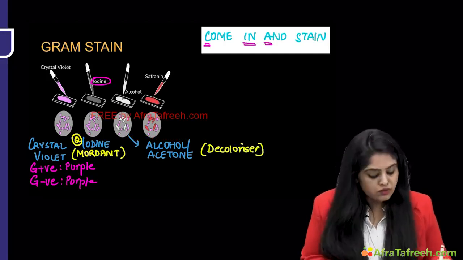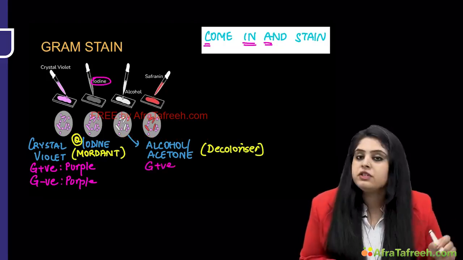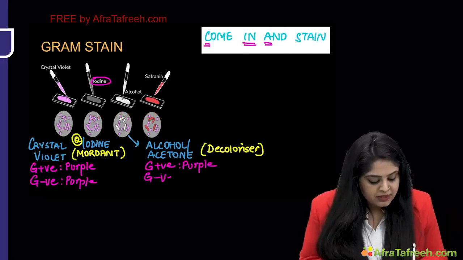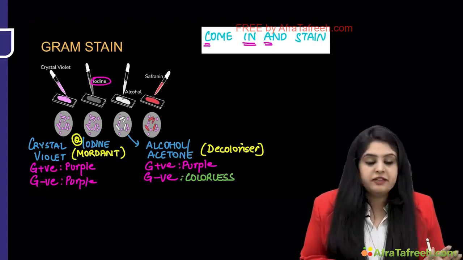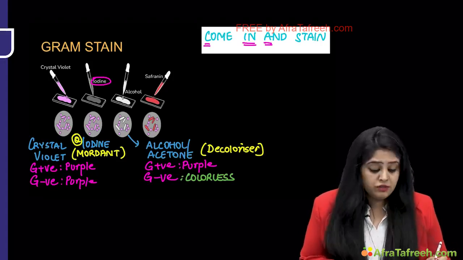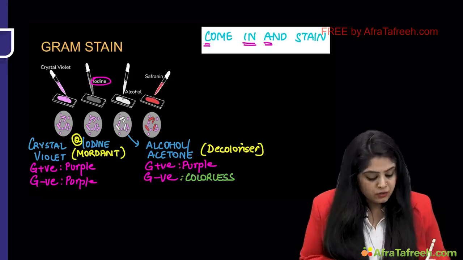Whose color are you trying to remove? After this step, I realized gram positive organisms were initially purple and they are still purple. I have not been able to remove their color, but suddenly I realized gram negative organisms have become totally colorless. So now what do I do? I'll tell you the reason also, but I can't leave them colorless. I will have to add one color onto them, right?